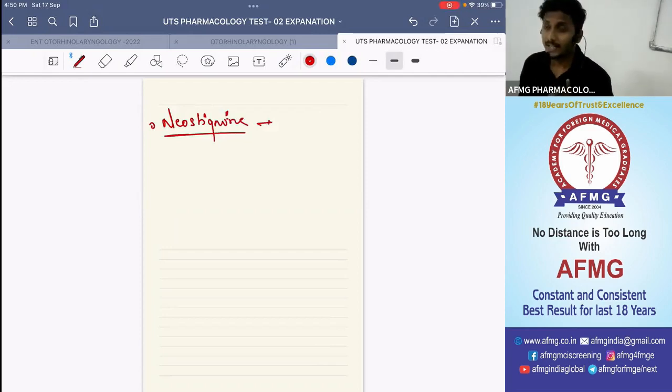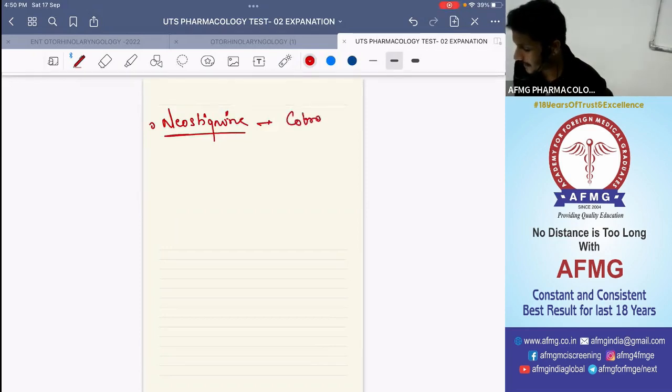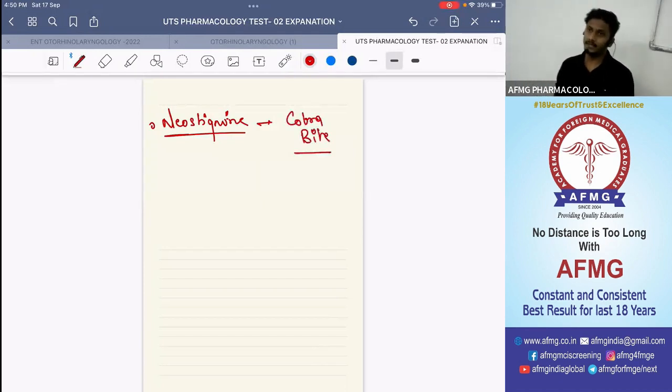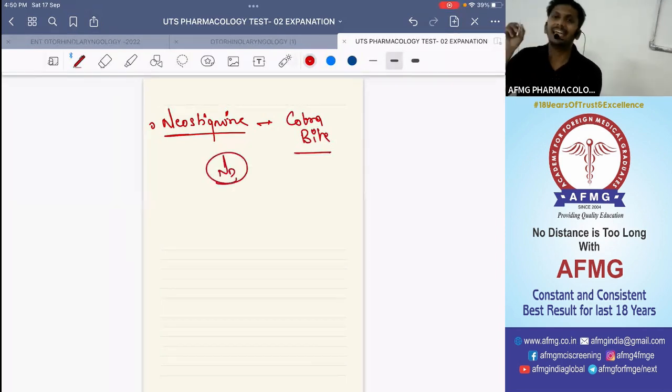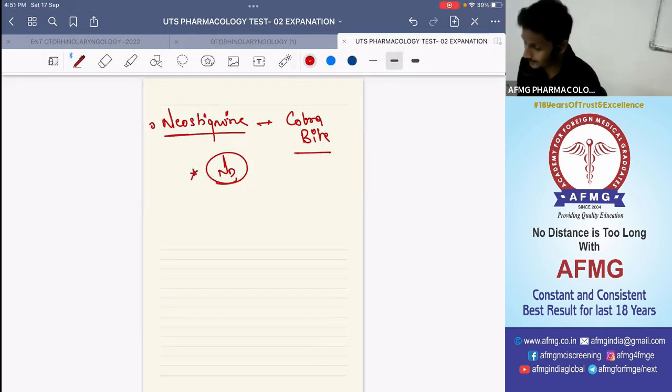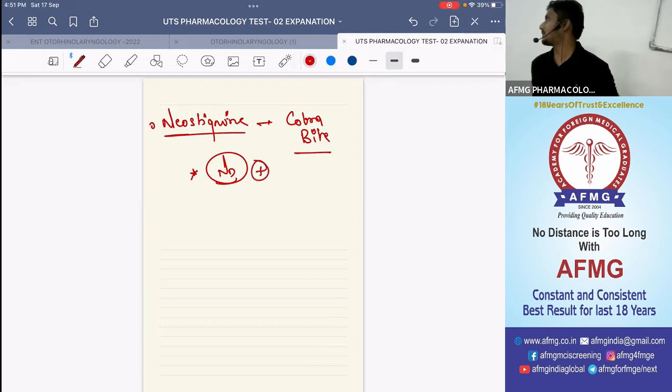It is very good. It is used in cobra bite mainly. Please remember, why cobra bite? Because cobra is a neurotoxic snake. It mainly acts on which receptor? It mainly acts on the NN receptors, that is the nicotinic neuronal type of receptors which are located inside the ganglia. It stimulates this NN type of receptors and reverses the paralysis of muscles caused by cobra bite.